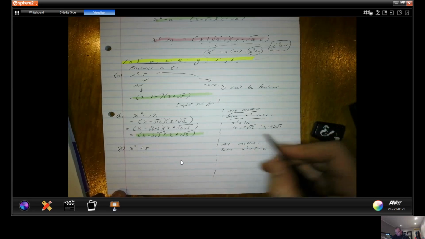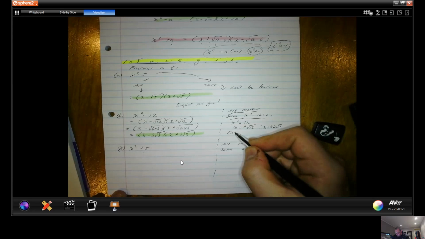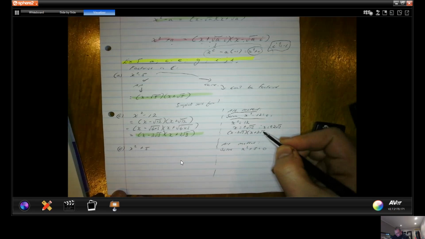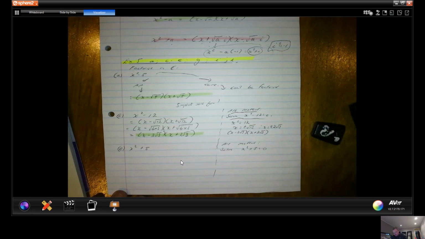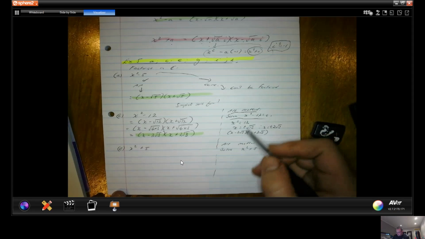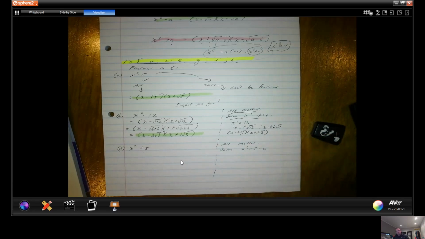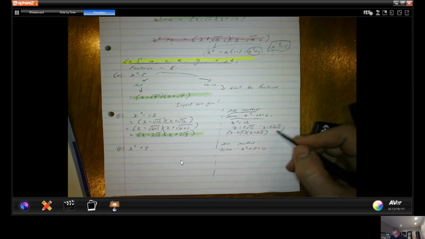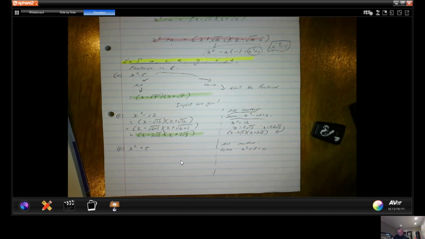And if 2 root 3 is an answer, it means x minus 2 root 3 is a factor, and so is x plus 2 root 3. So if you multiply the two factors together, you'll get back where you started. In other words, x squared minus 12 is going to factorize to x minus 2 root 3, x plus 2 root 3. So that's always an alternate solution. You figure out the solutions, and once you've got the solutions, you work backwards to factorize.